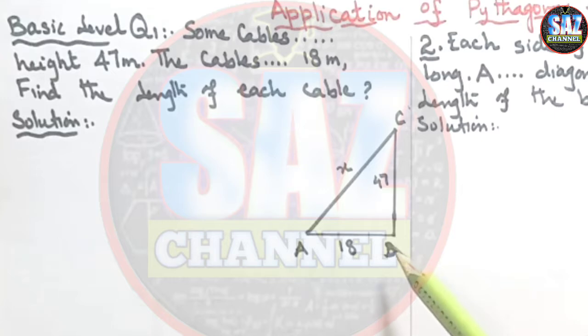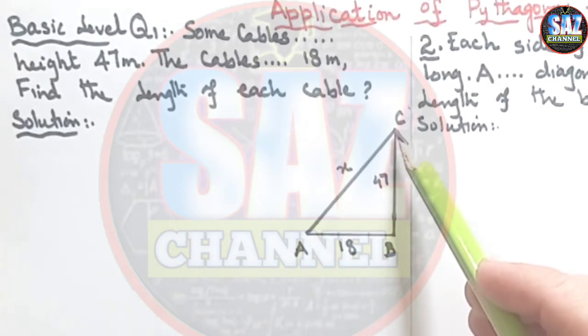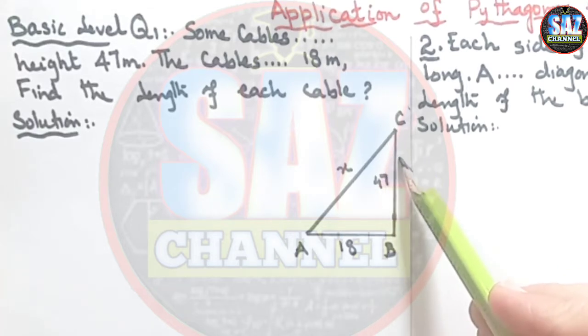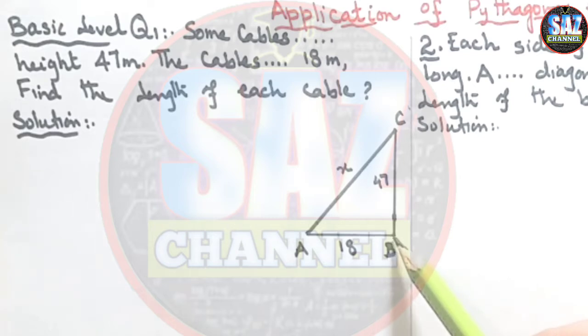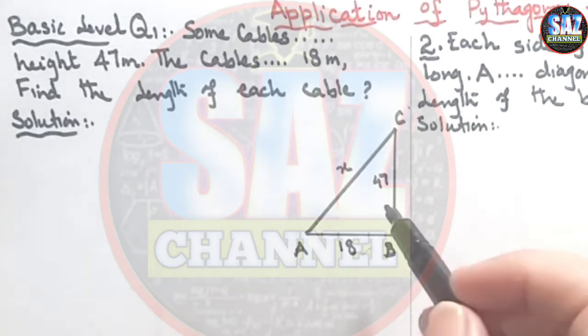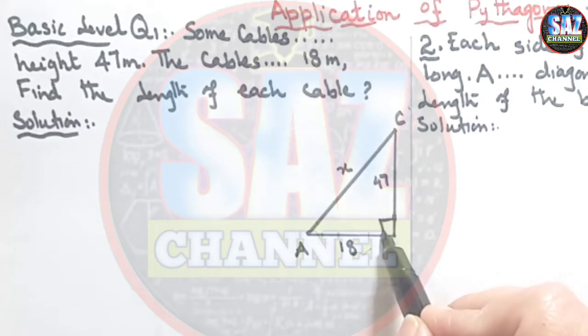The question is about the cables which are attached to the top of the post, and the height of the post is 47 meters, and the distance of the cable on the ground level from the foot of the post is 18 meters. It's really important to read the question and sketch the diagram according to the directions given. Now we can see that the post will be making the perpendicular along this base, so we will have the 90-degree angle over here.